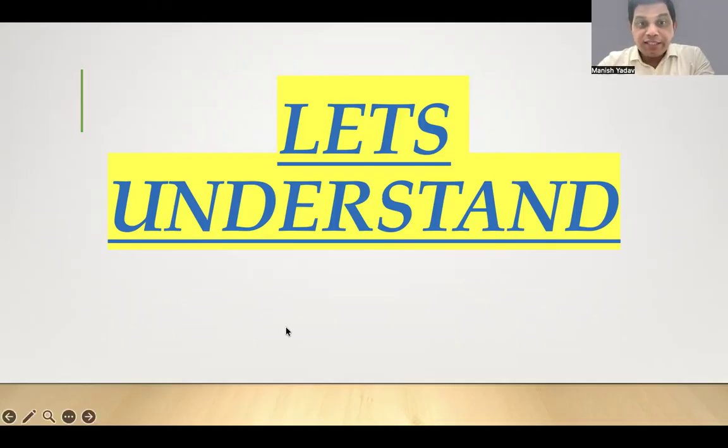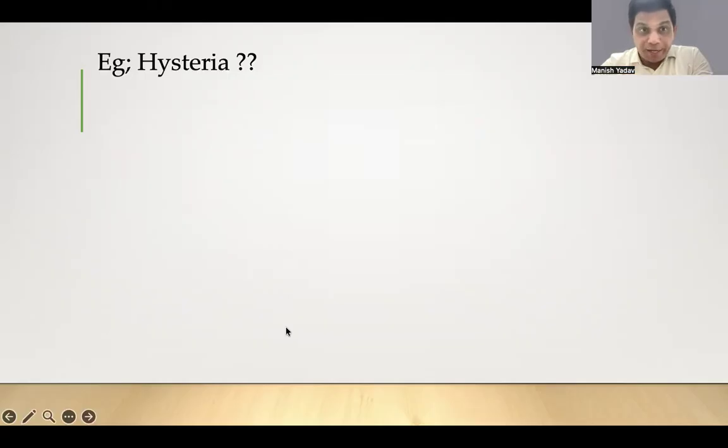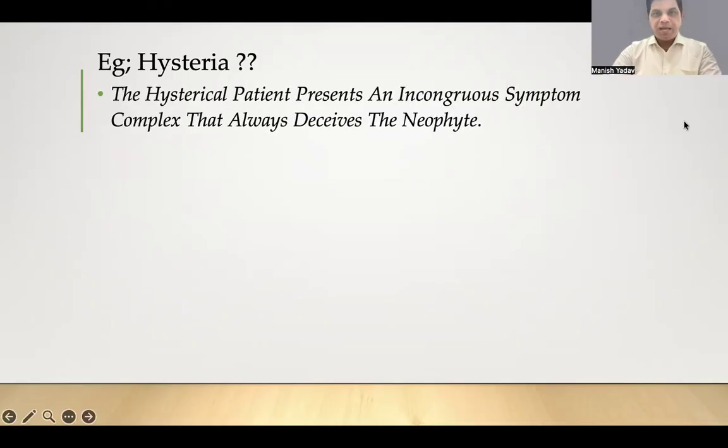That liberty you have. Let's understand where we are going. Let's take an example of hysteria. You know hysteria? What is hysteria? Exaggerated emotions, exaggerated response, symptoms. Now see beautifully what he says: the hysterical patient presents an incongruous symptom complex that always deceives a neophyte.